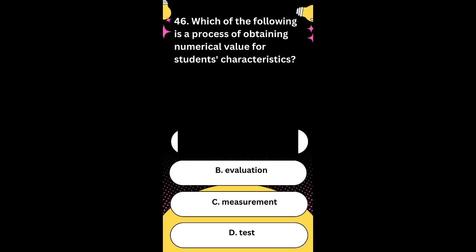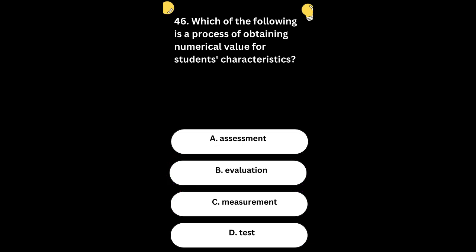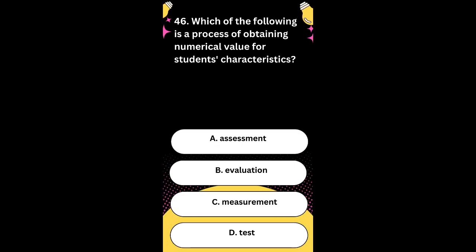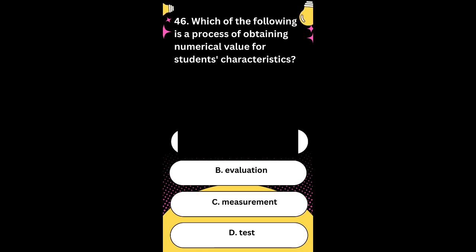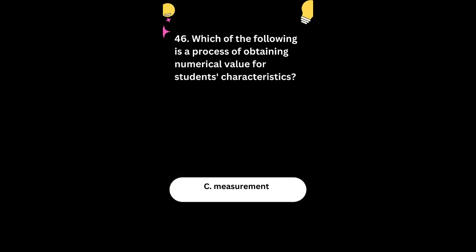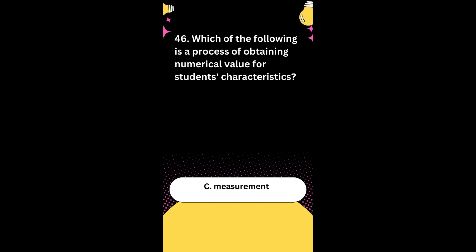46. Which of the following is a process of obtaining numerical value for students' characteristics? A. Assessment. B. Evaluation. C. Measurement. D. Test. The correct answer is C. Measurement.